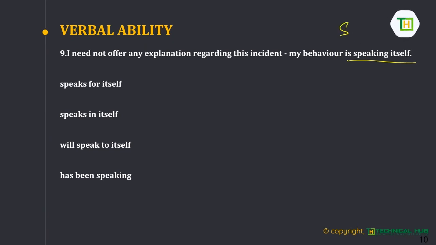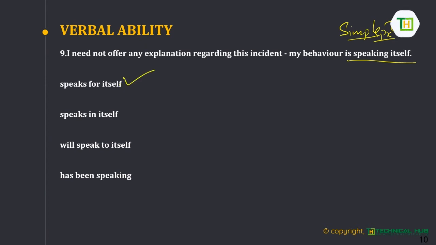We can use here simple present tense only. We don't need to use any other tense. Okay, simple present tense, if you use that, would be more than enough. So where is the simple present tense? My behavior speaks for itself. Okay, so this might be the right option here.